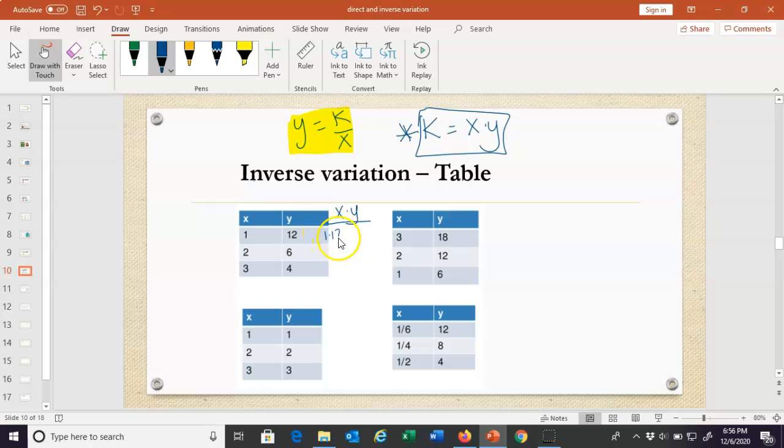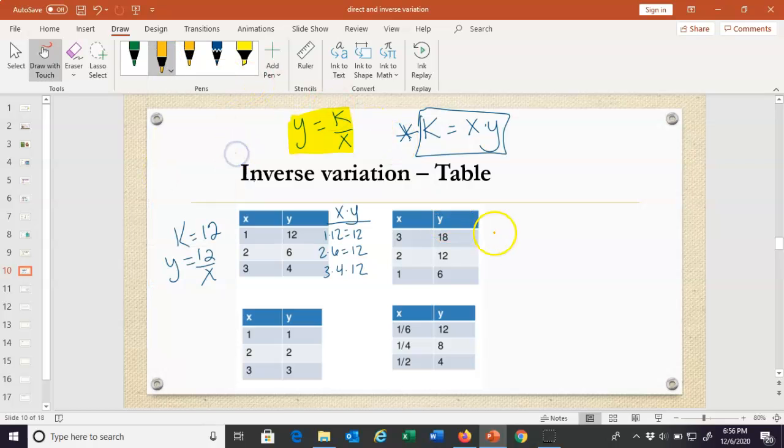So 1 times 12, that's 12. 2 times 6 is 12. 3 times 4, it is 12. It is a constant value. It's staying the same, 12, 12, 12. So our k value is 12. And again, we could write the equation for this. It would be 12 over x. You just plug that k value into the general equation.